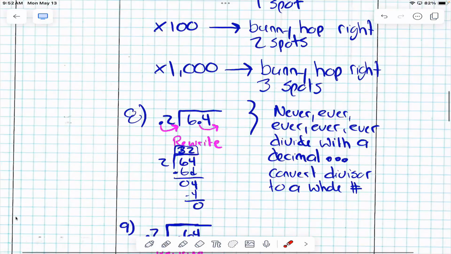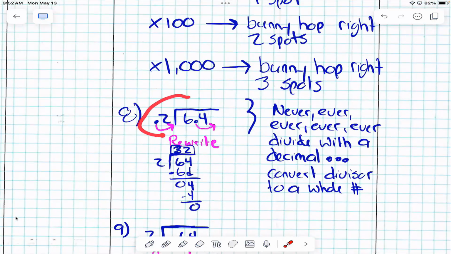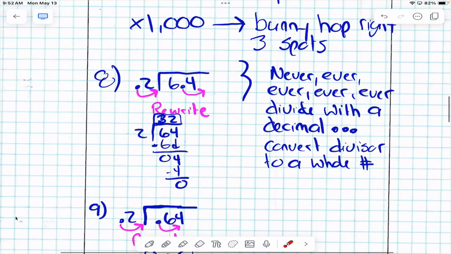Yes. So this problem right here was 6 4/10 divided by 2/10, yes? Yes. We have a decimal in our divisor. Do we ever want to divide with a decimal? No. So the easy thing to do is to get rid of that decimal by bunny hopping to the right. In this case, how many spots? 1, because the 0.2, if we bunny hop 1 spot, becomes 2, yes?